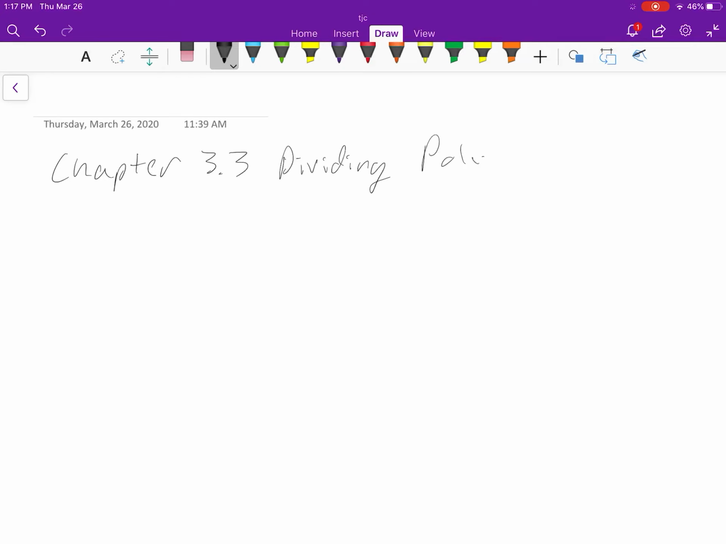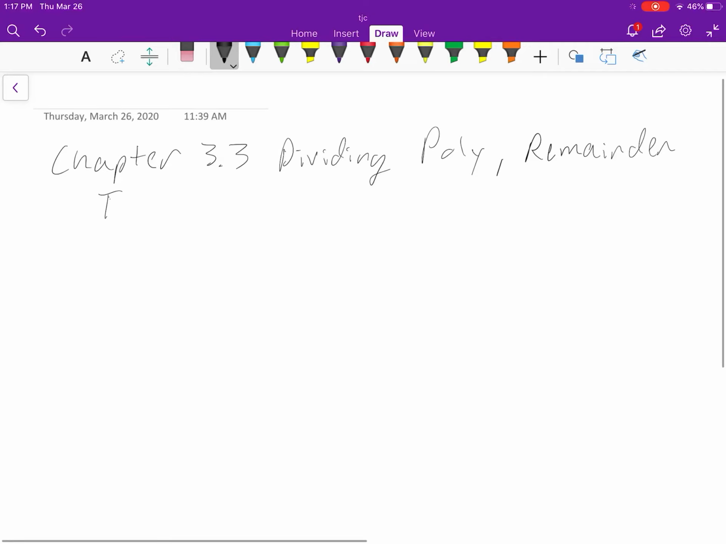Dividing polys. And the remainder theorem. And the factor theorem.